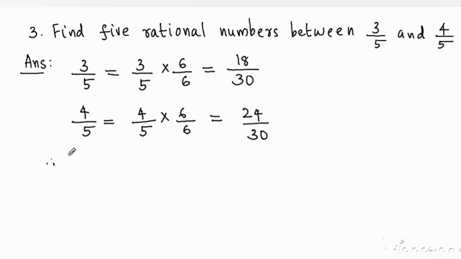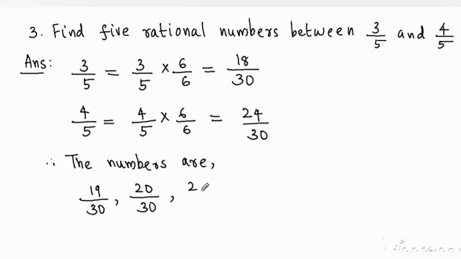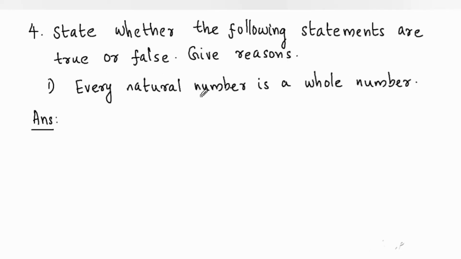Okay, so you have to list only 5 rational numbers. Therefore the required rational numbers are, here you can see, you have to keep the denominator the same and change the numerator. So you will obtain the rational numbers as 19 by 30, 20 by 30, 21 by 30, 22 by 30, 23 by 30. Actually you have to list only 5 of them, so you will obtain exactly 5. You can multiply with any number that is greater than 5. Okay, then we can move on to the fourth problem, and that is the last problem in this exercise.